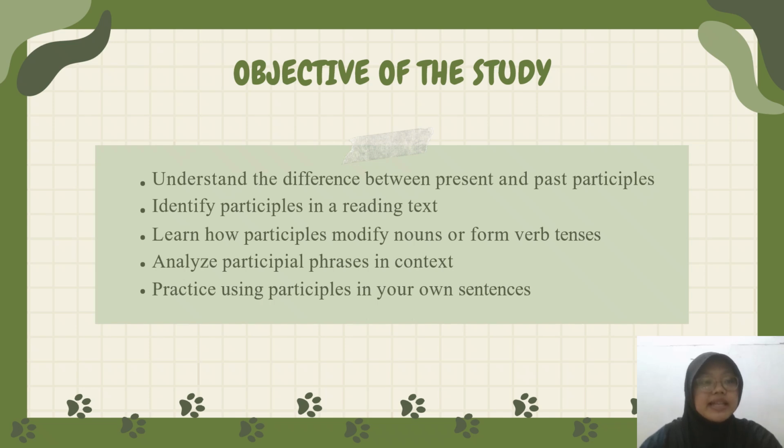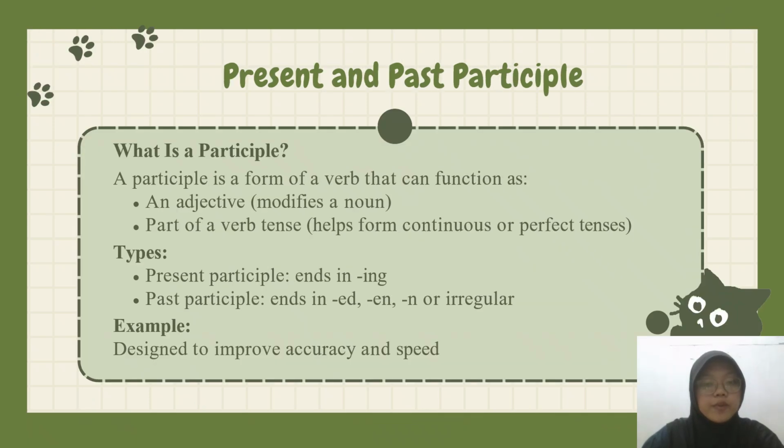Okay, let's move to the next material. Okay, we move to present and past participle. Let's start with a fundamental question. What exactly is a participle? Okay, simply put, a participle is a form of a verb that can fulfill two very flexible roles in a sentence. It can function as an adjective, modifying a noun, so it describes a noun, or it can be a part of a verb tense, so it can help to form continuous or perfect tenses.